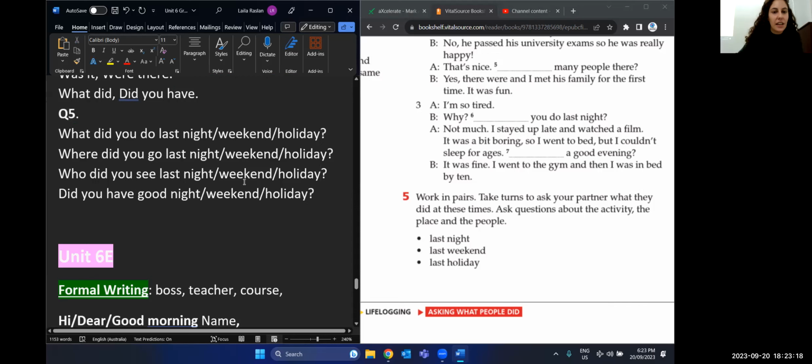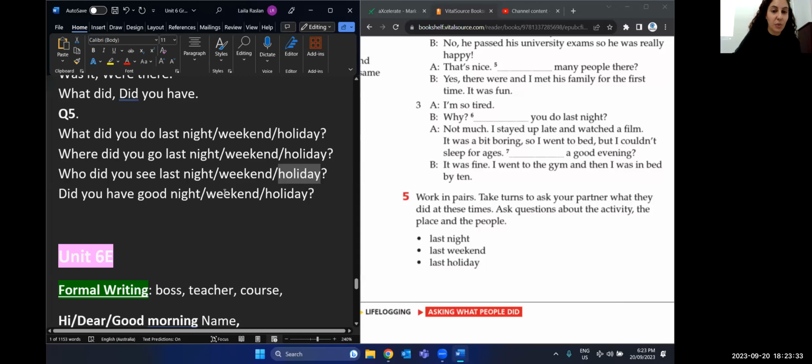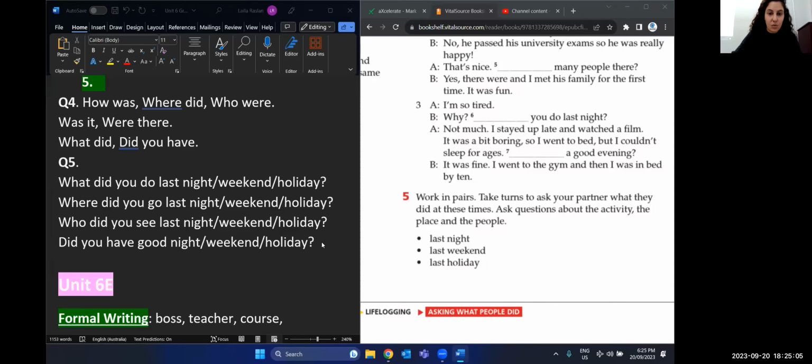Holiday here could mean like the last time there was a holiday, Christmas holidays. Usually it's common in Australia. It's talking about the Christmas holidays, December and January. Did you have a good night? Did you have a good weekend? Did you have a good holiday? Okay, so I'll let you prepare. So you got not just 4 questions, but about the night, the weekend, or the holiday. There is one more question.